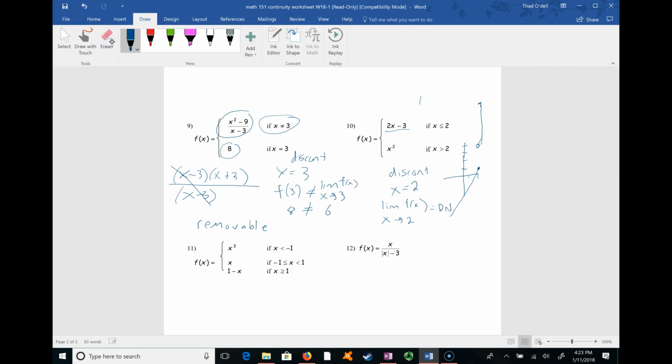Equals does not exist. Now this one, because you're coming in at 2 different places, it's like you have to jump to get up to there. So this is what is called a jump discontinuity.